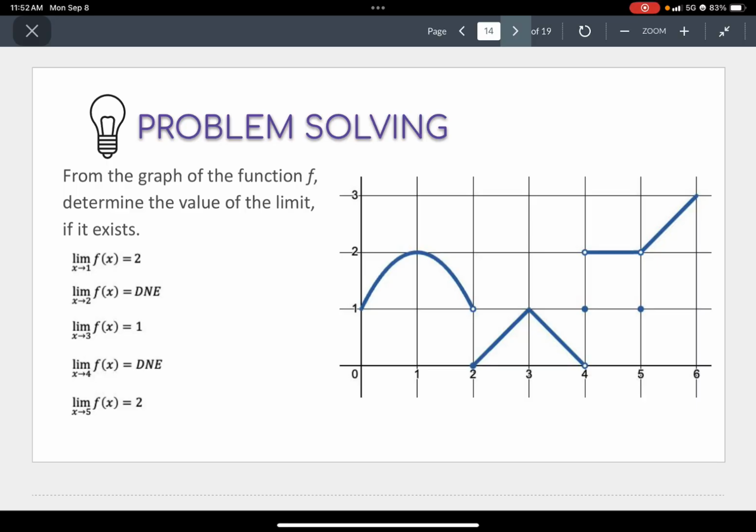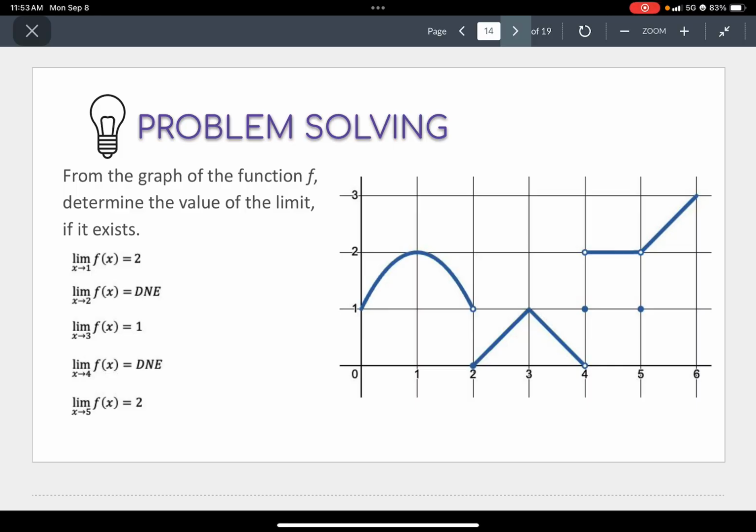Now let's look at what's going on as x approaches 2. We can see that as x approaches 2 from the left, the function values are approaching 1. However, as we approach 2 from the right, moving from 3 towards 2, we can see the function values are approaching 0.